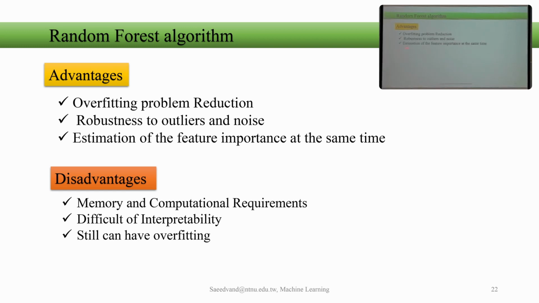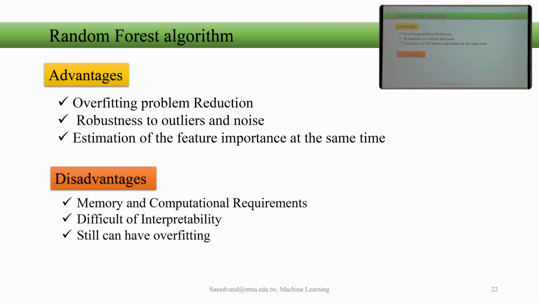Estimation of the feature importance is happening at the same time. What does it mean? It means that we are taking different features, and based on that, each tree is constructed based on different features. We are evaluating which features are good or which combinations are good, right? The relationship between features is also studied at the same time.